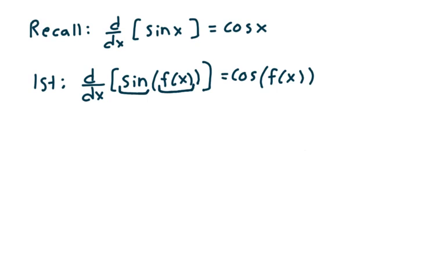But I'm going to take that answer and multiply by the derivative of that inside function, which in this case is f prime of x. And that's the chain rule for a specific looking function. Now watch this. Let's take a look at an example.